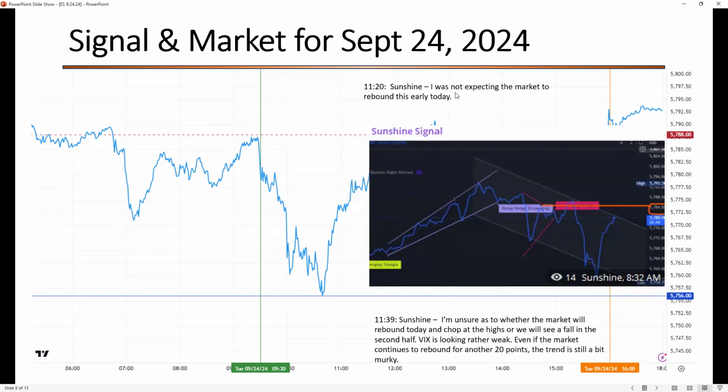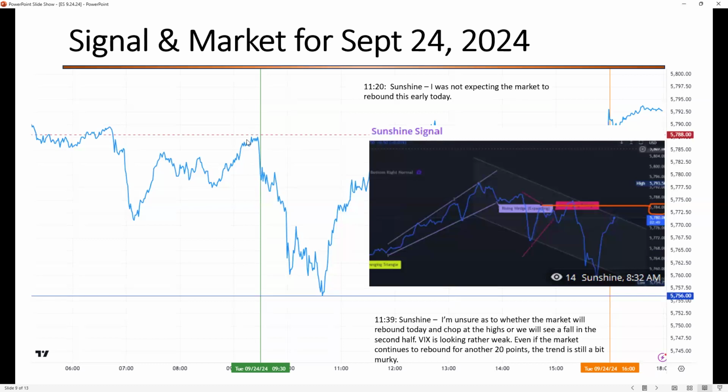At 11:20, here's some of the commentary that Sunshine gave. He was saying that the market bounced pretty early, which was not what he was expecting. And then there's another channel here that we give. So here again, the resistance we want to look at is 57.84, 57.80.